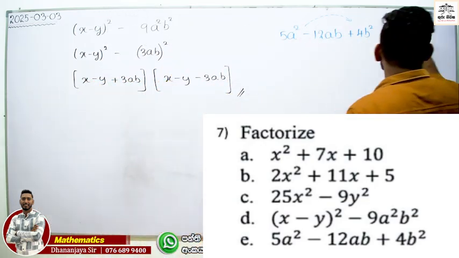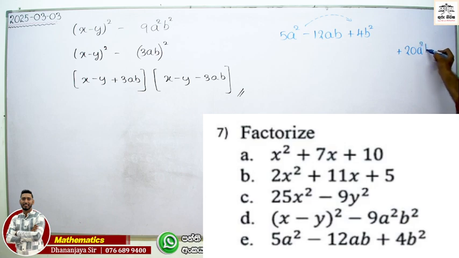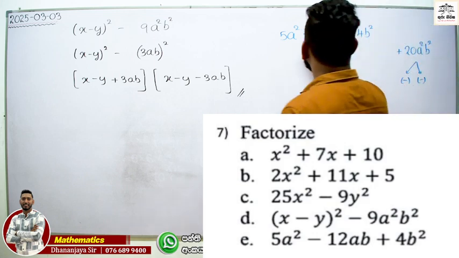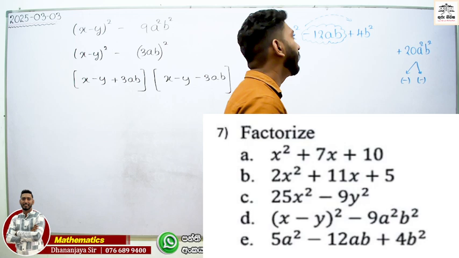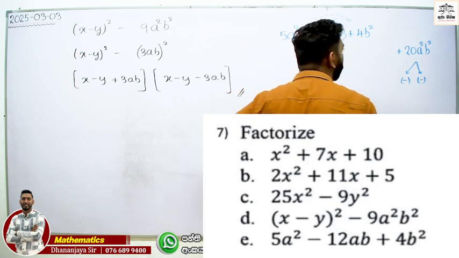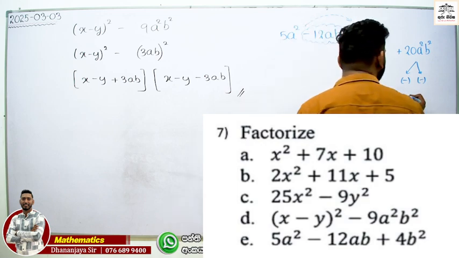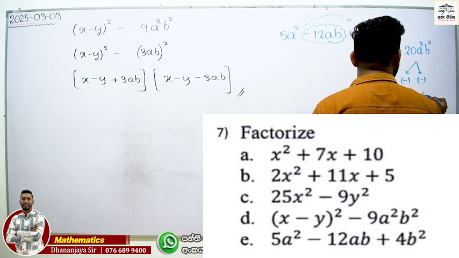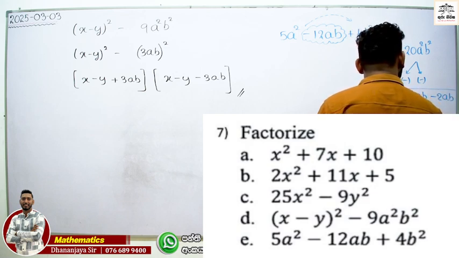5 times 4, 20. It should be a plus, 20a squared b squared. Now look at the middle one. It is a minus. Therefore, it's not plus into plus, it should be minus into minus. Therefore, the sum should be 12. Sum should be 12. 20 becomes minus 10ab minus 2ab. And this is a suitable couple.